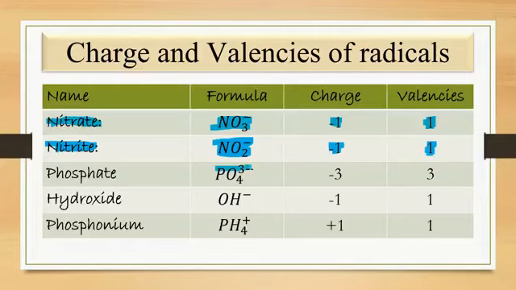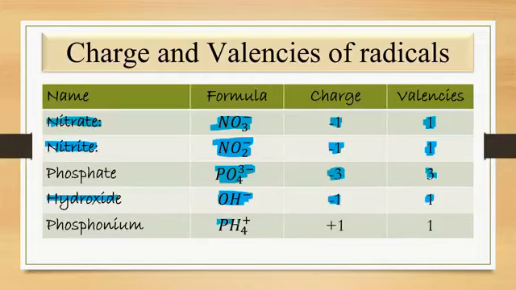Phosphate. PO4 3 minus. Charge is -3. Valency is 3. Hydroxide, OH minus, for example sodium hydroxide, NaOH. Charge is -1 and valency is 1.